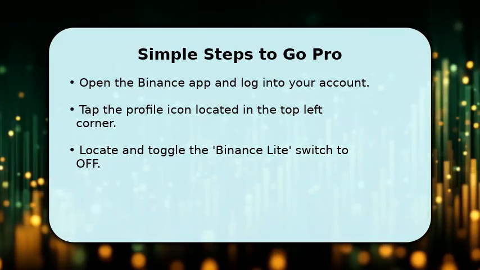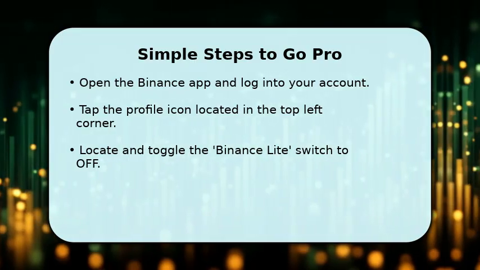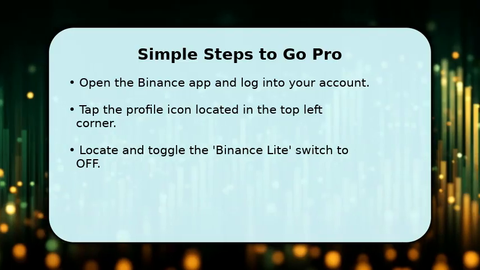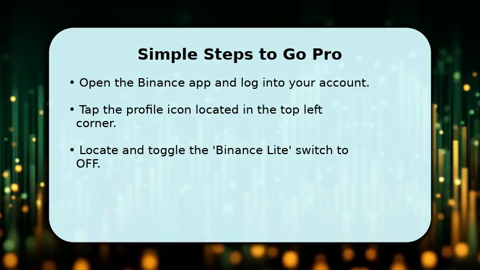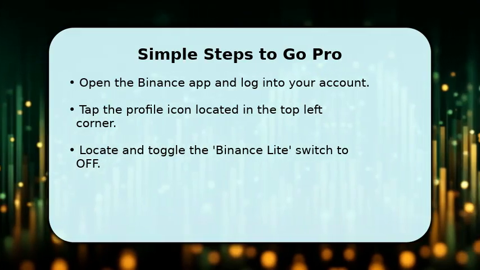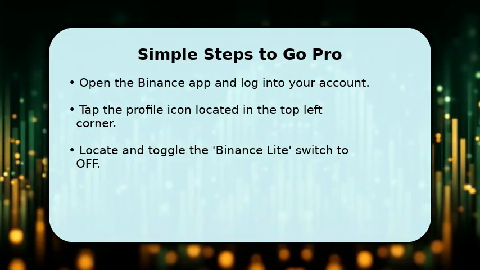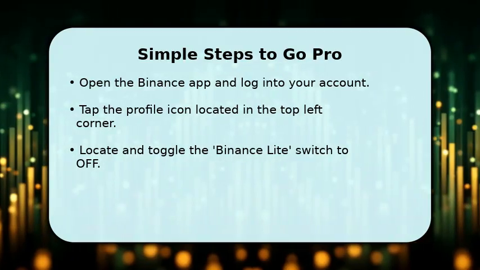First, open your Binance app and ensure you are logged into your account. Next, tap on your profile icon, which you'll find in the top left corner of your screen. This will open a side menu. Within this menu, look for the Binance Lite toggle switch. Simply tap it to turn it off. The app will then seamlessly switch you over to the more comprehensive Binance Pro interface, ready for advanced trading.